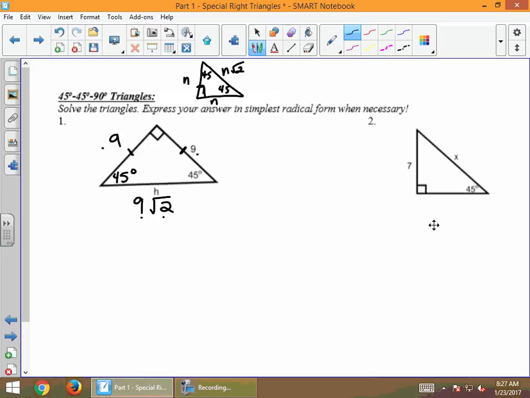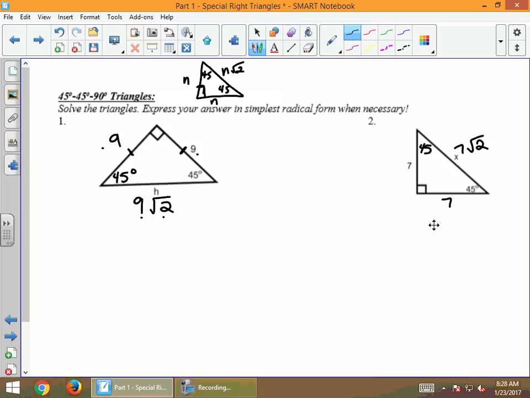We know we have a 45, 45, 90 right triangle. One of the legs is 7. That means the other leg is also going to be 7. And then to get your hypotenuse, you just have to take whatever your leg value is, and you write radical 2 next to it. Done.